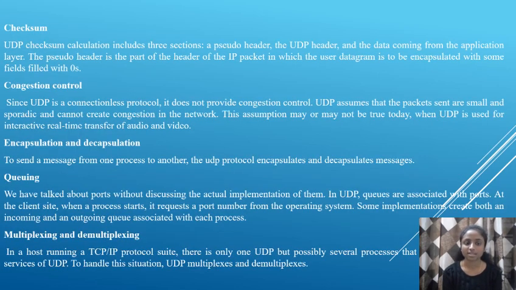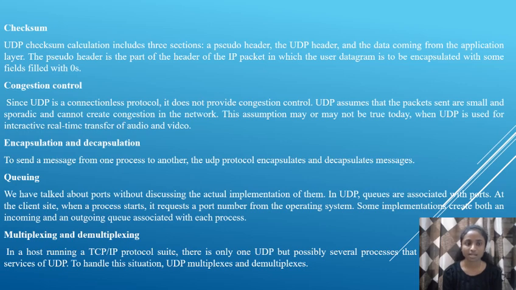The next is the checksum. UDP checksum calculation includes three sections: a pseudo header, the UDP header, and the data coming from the application layer. The pseudo header is the part of the header of the IP packet in which the user datagram is to be encapsulated, with some fields filled with zeros.